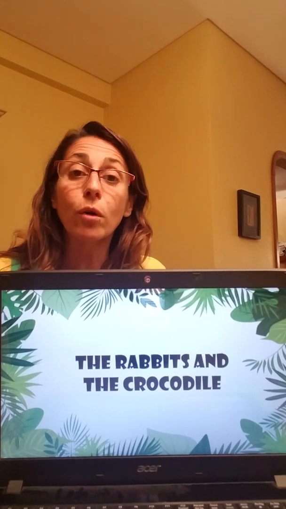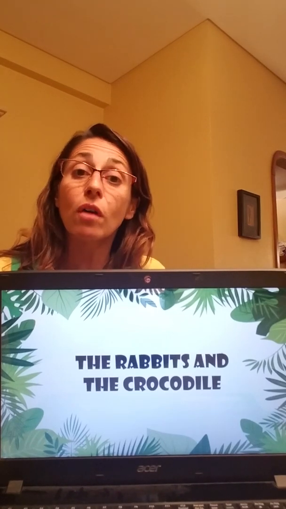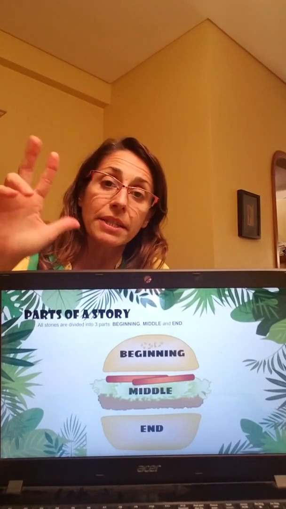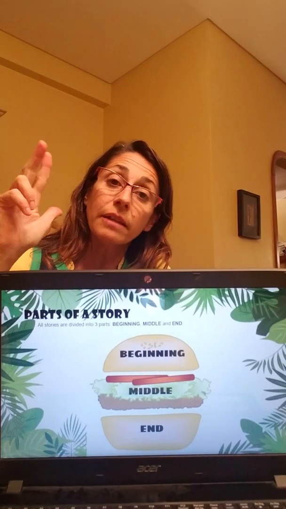We are going to work with literature today. We are going to work with the rabbits and the crocodile. But this time we are going to learn the different parts of a story. Every story has three main parts: the beginning, the middle, and the end.